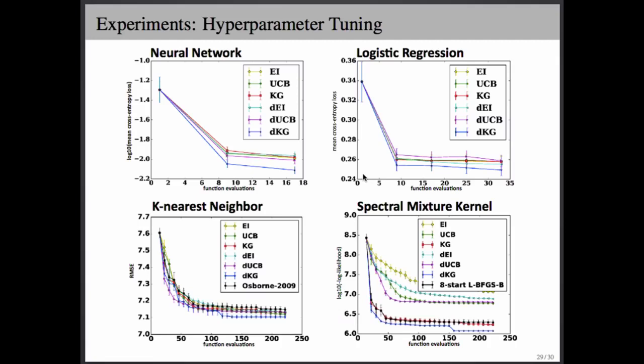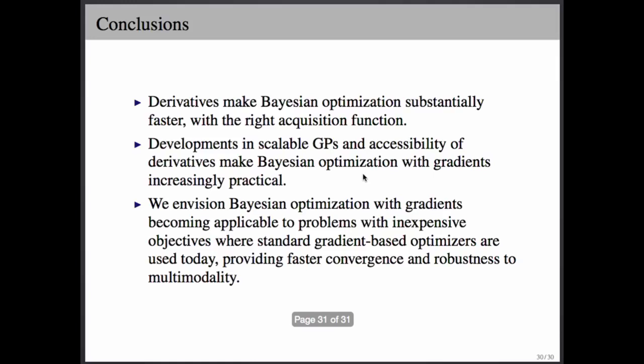We also considered a number of automatic hyperparameter tuning applications involving neural networks, logistic regression, k-nearest neighbors, and spectral mixture kernel learning, showcasing various different qualitative properties. For example, the neural network problem is a black box optimization problem. The spectral mixture kernel learning problem involves an expensive closed form objective for which it doesn't take a lot of additional computational expense to measure derivatives. Again, showing quite promising performance for DKG.